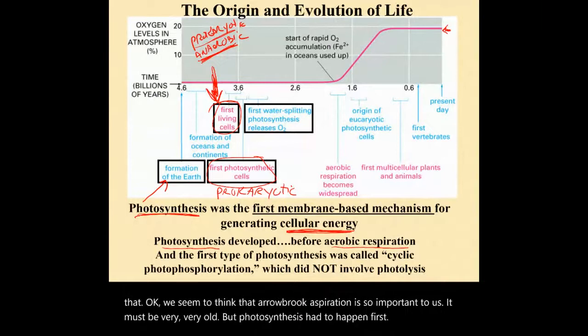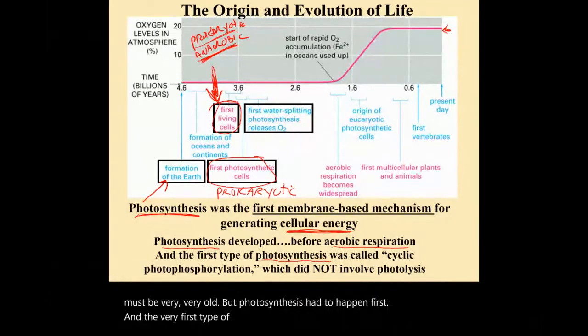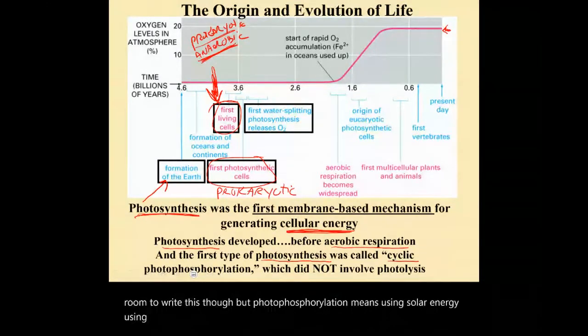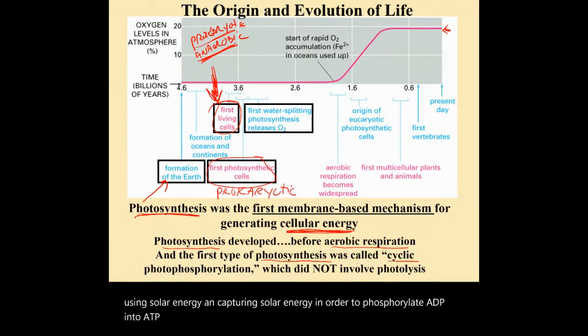And the very first type of photosynthesis was called cyclic photophosphorylation. Photophosphorylation means using solar energy, capturing solar energy in order to phosphorylate ADP into ATP. That's what photophosphorylation means.